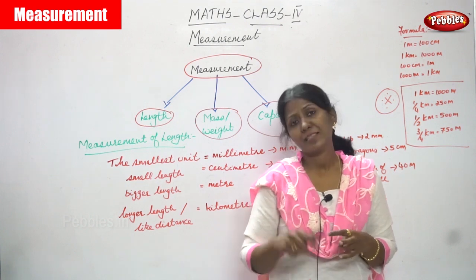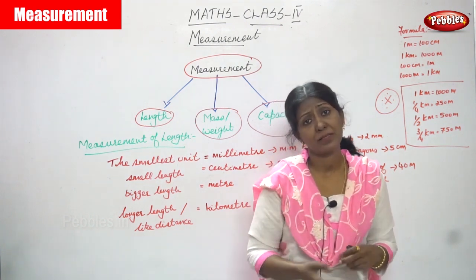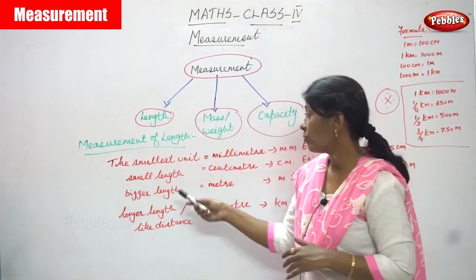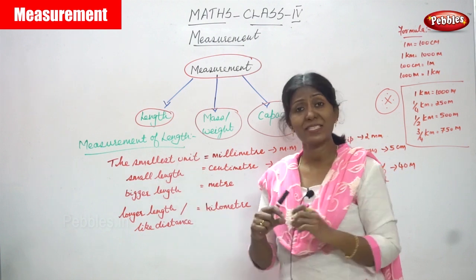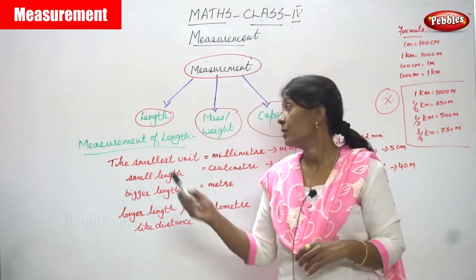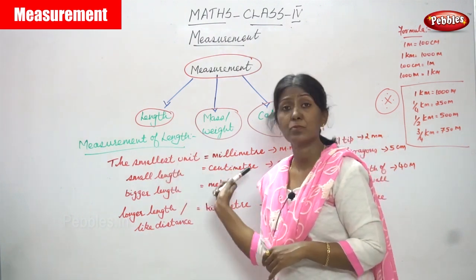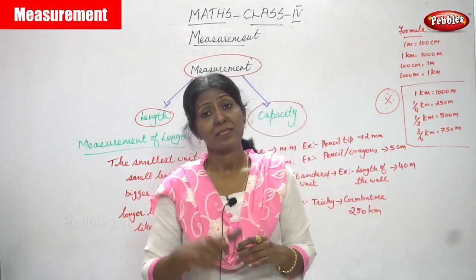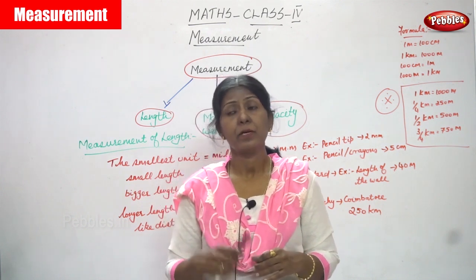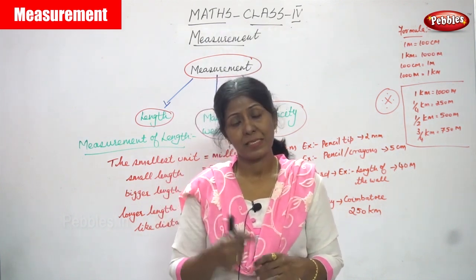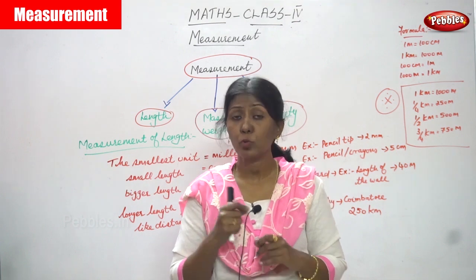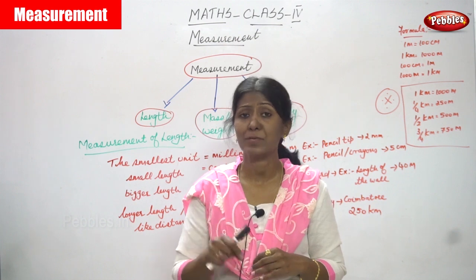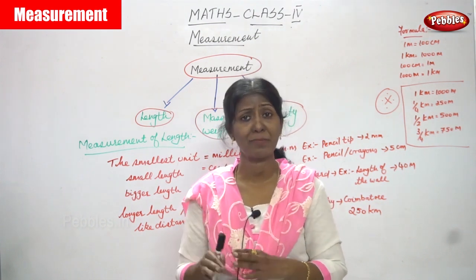Next is centimeter, a little bigger. So the smallest unit is millimeter. If you want to measure any small length, for example, the smallest unit is millimeter. If you take the tip of a pencil, the tip of a crayon, you have to measure in millimeter only. We have to write the unit in millimeter only. The very smallest unit is millimeter.